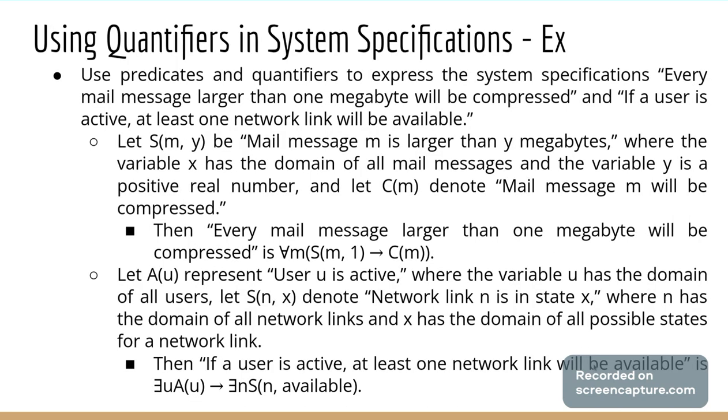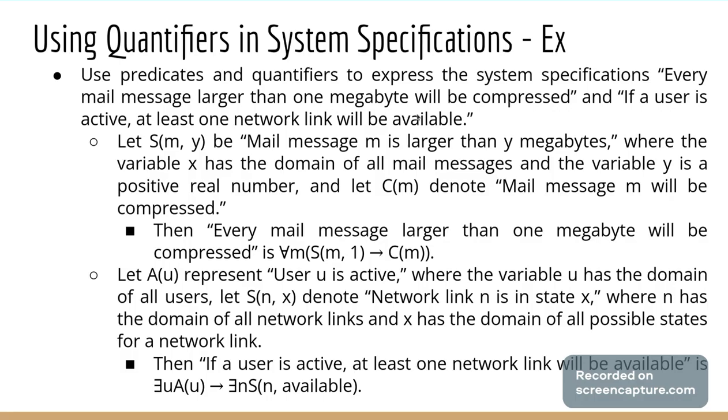Now let's look at quantifiers for system specifications. Okay, again just treat it as an English language statement. Every mail message larger than 1 megabyte will be compressed. So every mail message means the quantifier that we are going to use is for all. So for all mail messages, we have to check whether the message is larger than 1 megabyte, then it will be compressed.